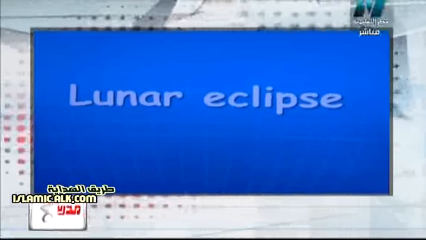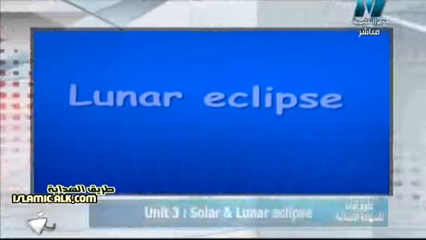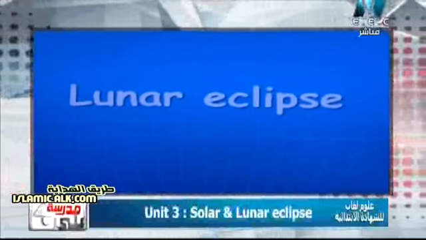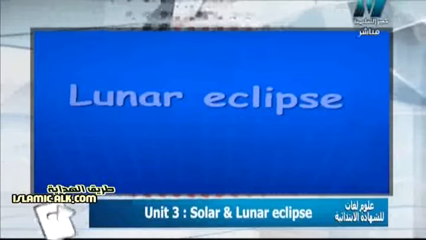So let's start the second lesson in this unit, which is the lunar eclipse. But both of the two lessons, solar and lunar, are related to each other with a very important degree. They are very highly related to each other. So what's meant by lunar eclipse?